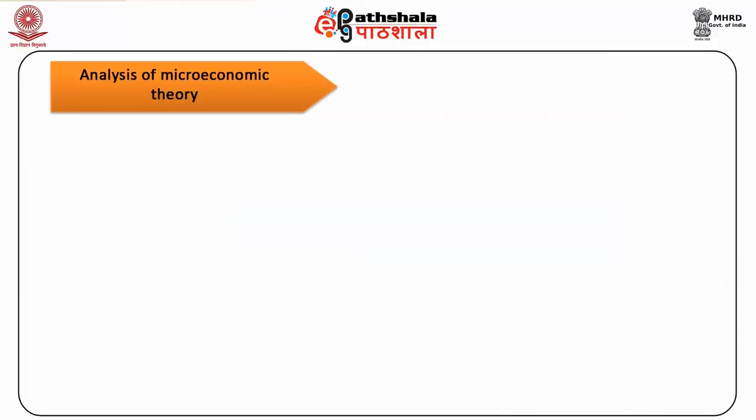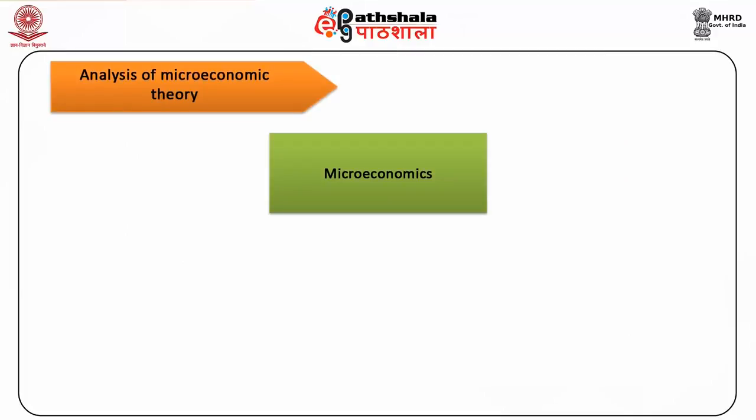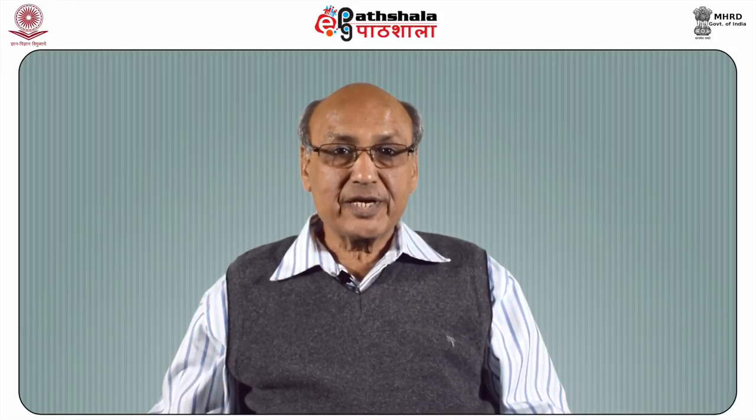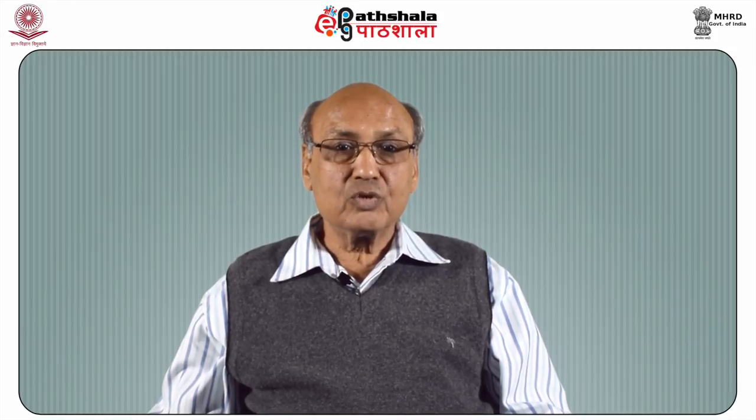The analysis of microeconomic theory has two approaches, partial equilibrium and general equilibrium approach. In microeconomic analysis, we study the market for a particular commodity or a particular factor input. The price of a commodity is determined when the demand for that commodity is equal to its supply. The wage rate is determined when the demand for labor is equal to its supply.